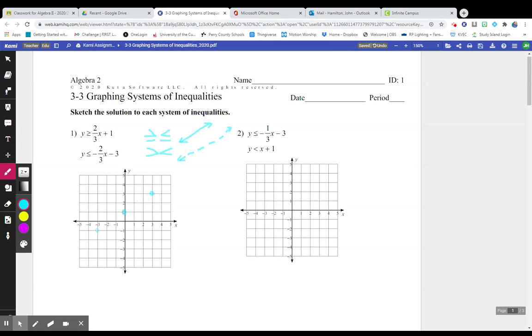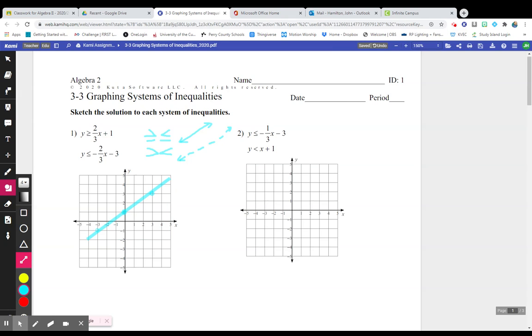So we've already got our points that are a part of this first line. I'm going to grab the line tool in that same color blue, and I'm going to do my very best to make this line work out. That's about the best I can do right there.